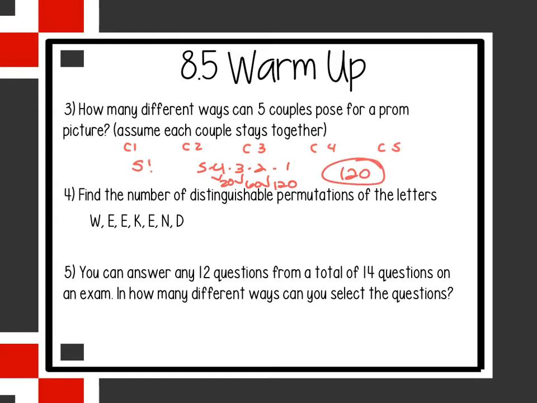Number 4 says find the number of distinguishable permutations for the letters weekend. Remember this, we take the total number of letters, 1, 2, 3, 4, 5, 6, 7. And then we put it over each repeated letter. So W only occurs once, but there is 1, 2, 3 E's. So it'd be 3 factorial, and then K's only once, N's only once, and D's only once. So this would be 7, 6, 5, 4, 3 factorial over 3 factorial. These cancel, and I get 42 times 20, 840.